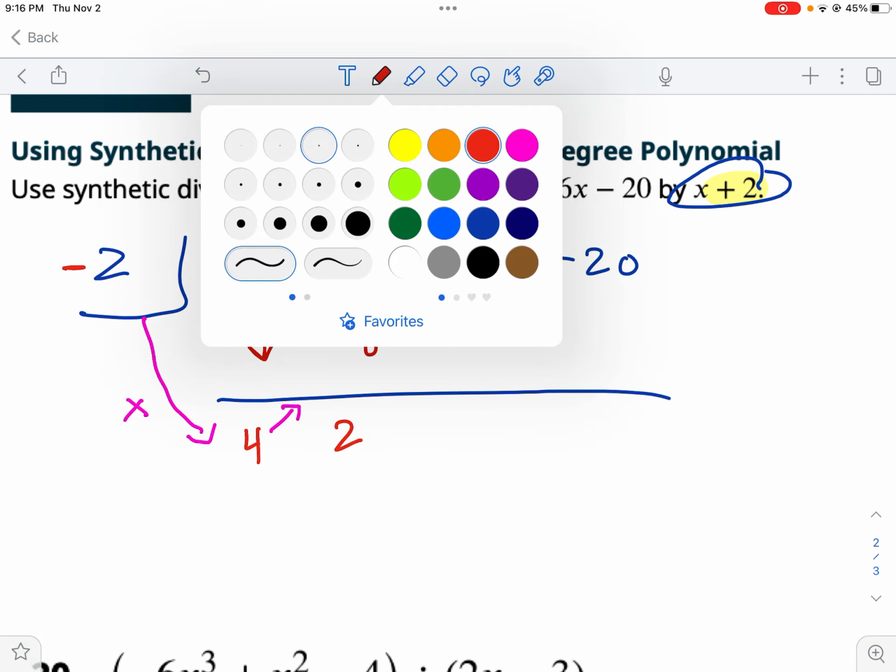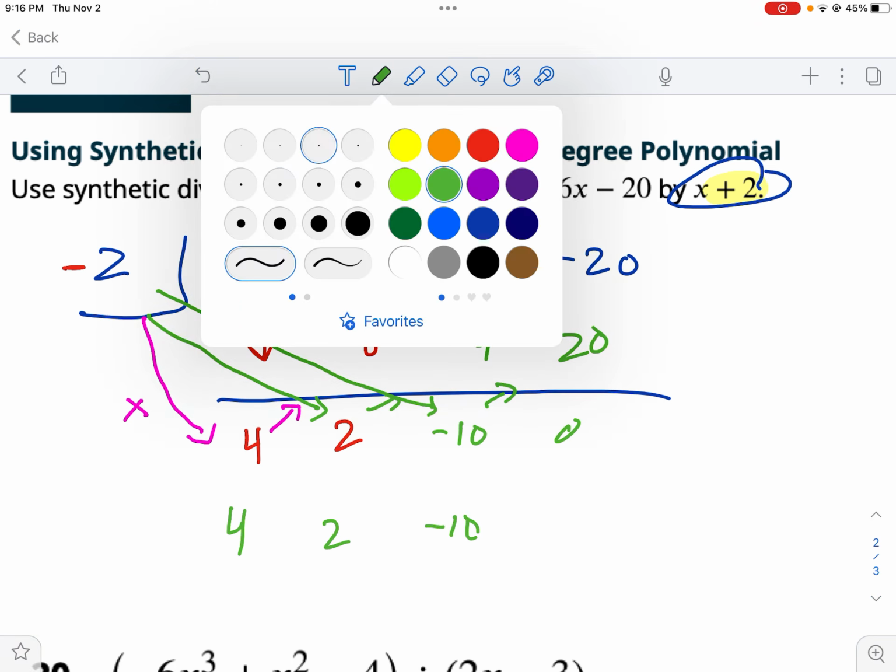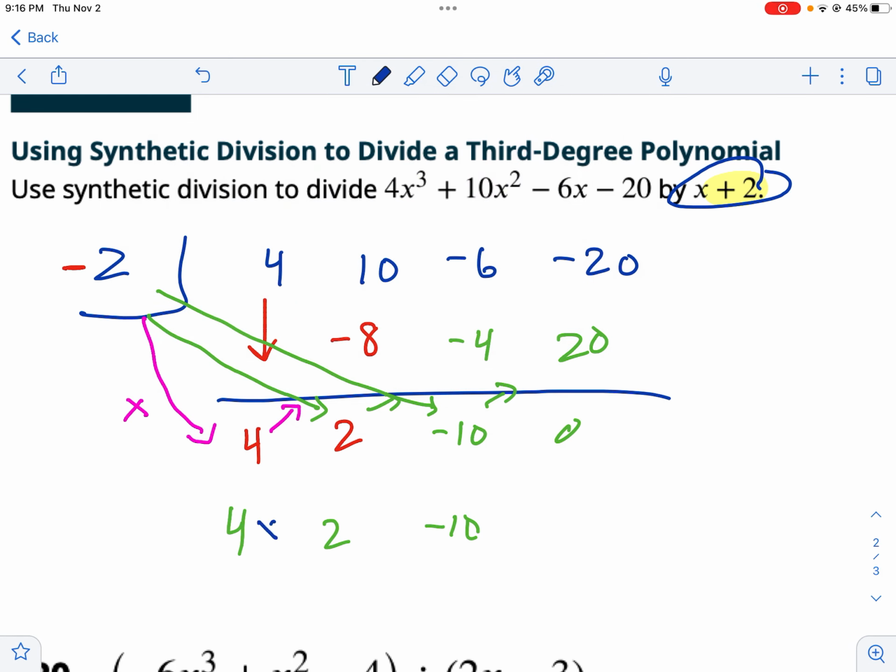And again, see the number getting smaller. Do the same steps over. Negative 2 times 2 is negative 4. Negative 6, negative 4 is negative 10. Negative 2, negative 10 is a positive 20. So I have a negative 20 plus 20 is 0. So now my answer. So I have this 4. I have this 2. I have this negative 10. So my answer is 4x squared plus 2x minus 10.